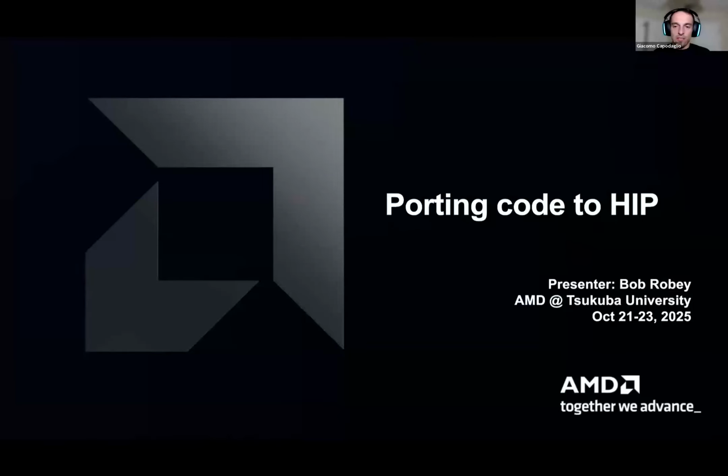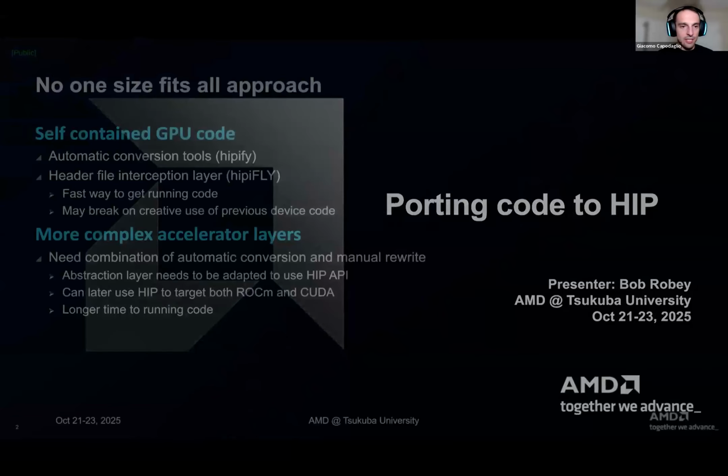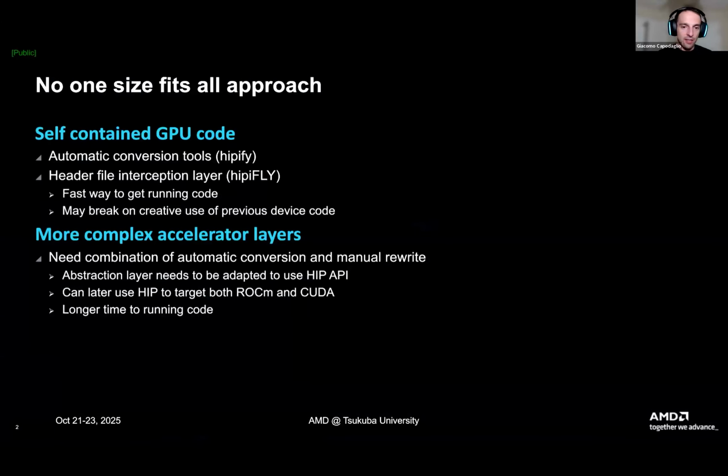Okay, so on to the next one, porting code to HIP. And I should say that initially, I think we thought of this presentation mostly as porting from CUDA to HIP, but now we are purposely just thinking of this as porting to HIP, because as AI workloads are becoming more popular, now we want to see this also as being applicable for porting from Python to HIP, for instance.